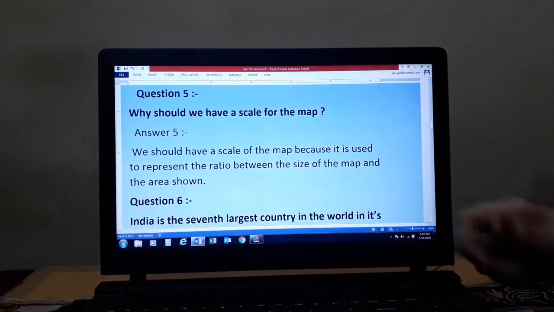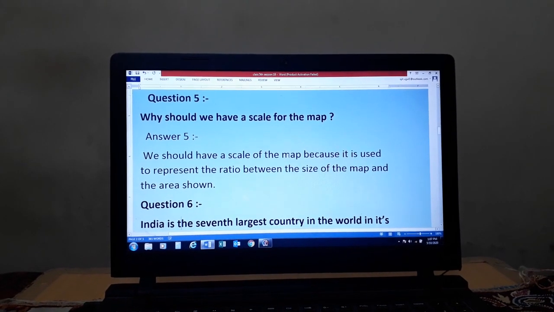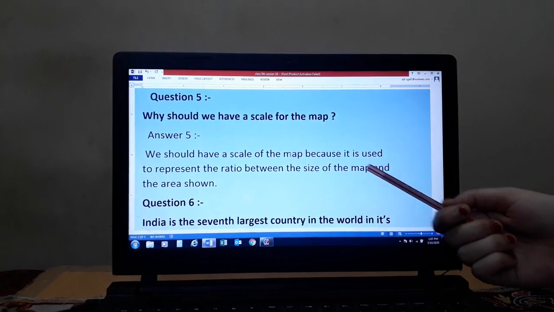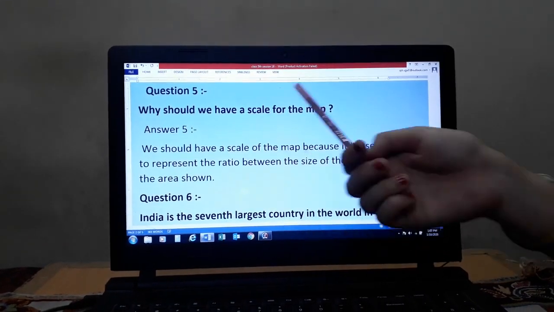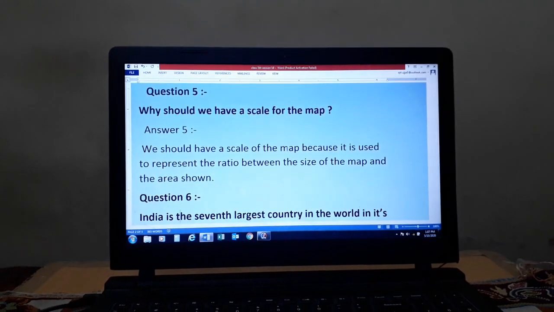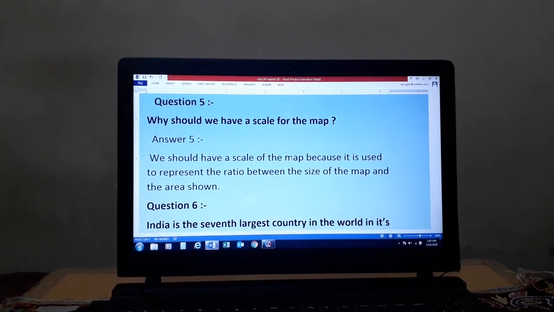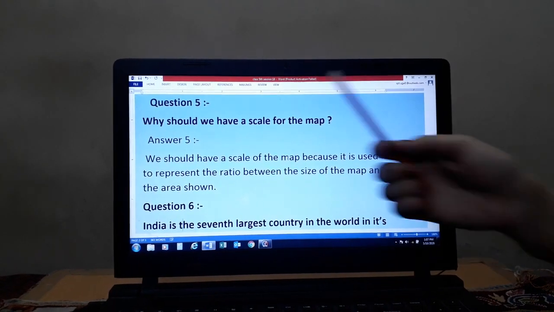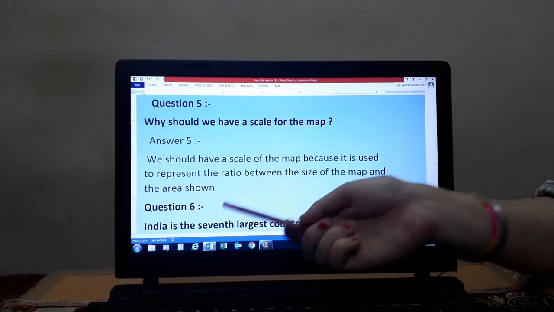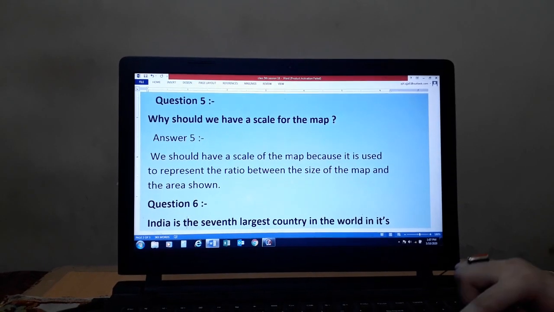Now, why should we have a scale for the map? Students, why should we have a scale? We should have a scale on the map because it is used to represent the ratio between the size of the map and the area shown. Students, the scale used in the map basically represents the ratio between the size of the map and the area which is shown in the map. It depicts the ratio between the both.